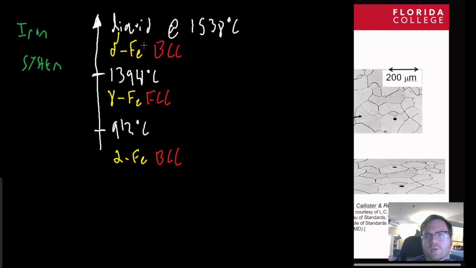So this is what's called an allotrope. These delta, gamma, and alpha are different allotropes, and we differentiate between alpha and delta by the temperature.